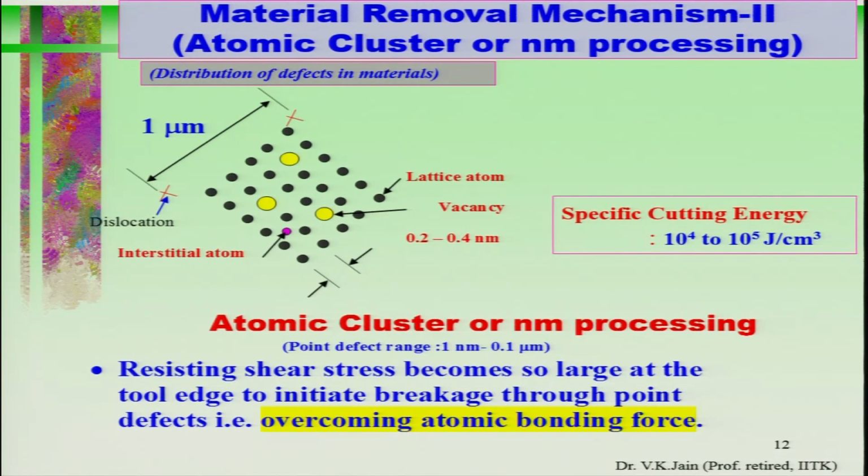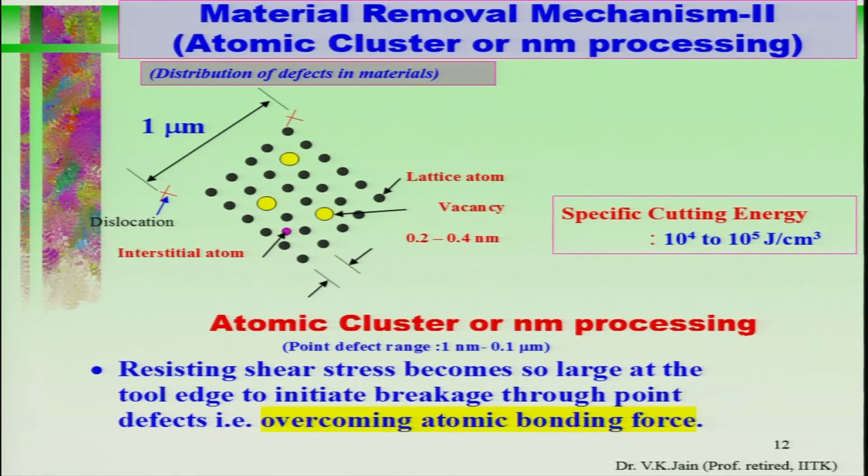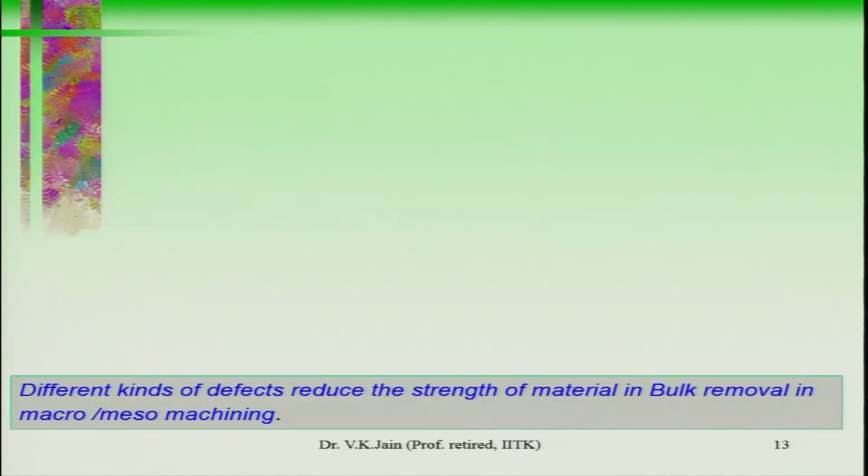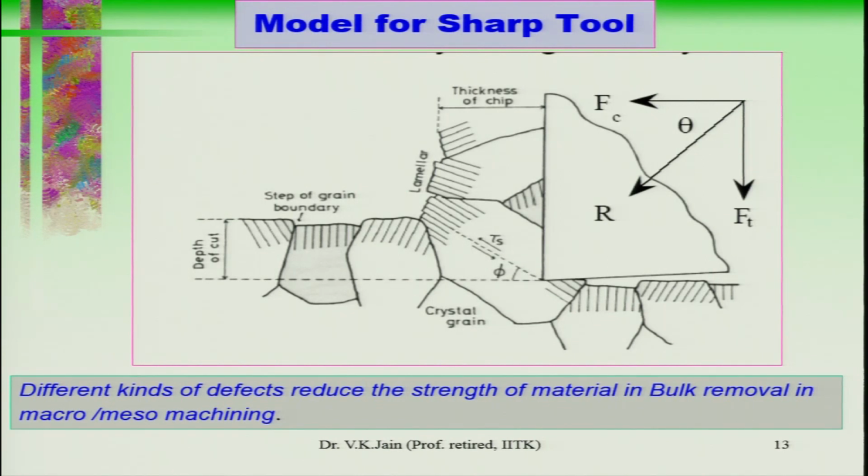So, what I am trying to tell is that as you keep reducing the size of the material which you are going to remove, in terms of micro or nanometer, the strength of the workpiece material goes up and it becomes more and more difficult to cut it. You may be familiar with this particular mechanism. This is the single point cutting. These are the different grains of the workpiece material shown over there.